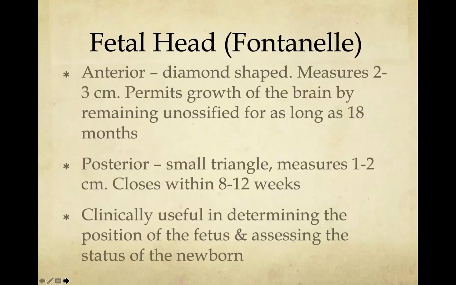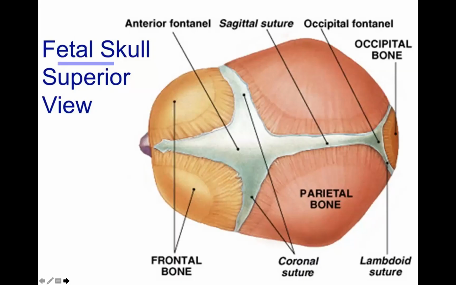The fetal head, you have your 3 parts. You have your anterior fontanelle, your posterior fontanelle, and it's diamond shaped. And again, this allows for the growth of the brain, and it allows for that molding. So here you go, your frontal, your parietal, and your occipital.